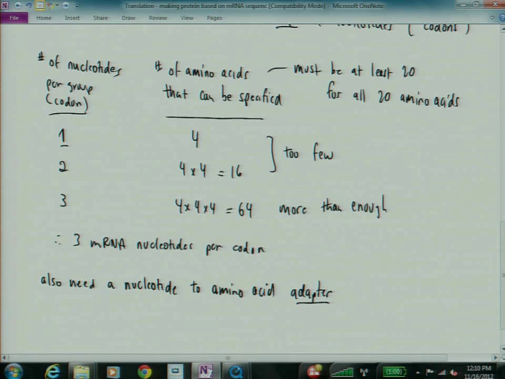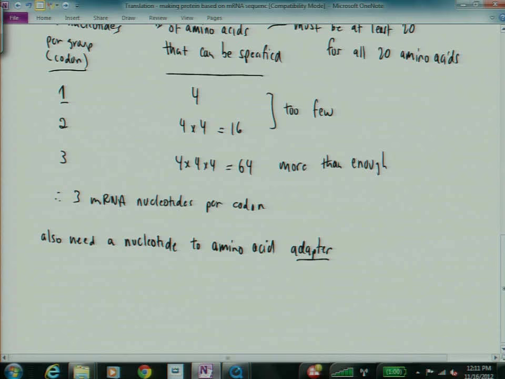So Crick said you're going to have something like that, and they went and they looked, and it turned out they found it. This is the thing that's called tRNA, or transfer RNA. And there are about 64 different kinds, right, because of the 64 different codons. It's slightly more complicated than that, but that's not a bad place to start.